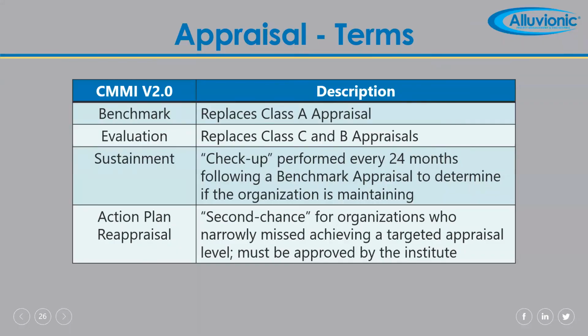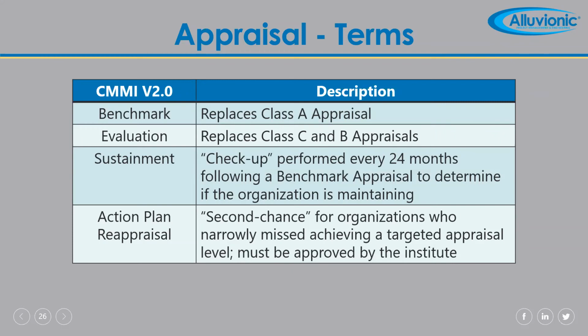Okay, so in the new model, the CMMI Institute basically relabels and recycles appraisal terms. Referring to the table on the left-hand side are the 2.0, the new terms. As you can see, the SCAMPI A is now called benchmark appraisal. The SCAMPI C and B are replaced by the evaluation appraisal. And the sustainment and action plan reappraisal terms are basically reused.